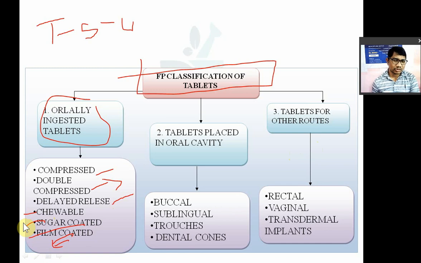Now coated means what? Whatever tablet is made by compression, drug with excipient, but due to its bad taste or due to its bad smell, for aesthetic value, you have to coat that tablet. Either you can coat the tablet using sugar coating. Sugar coated tablets are there. Film coated tablet means, again, the main important reason for film coating is nothing but to mask the taste of the tablet.